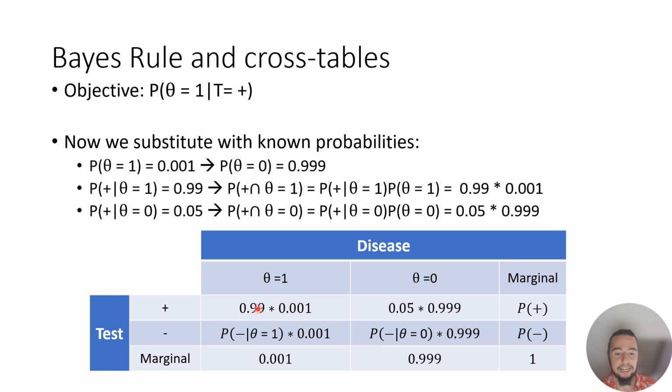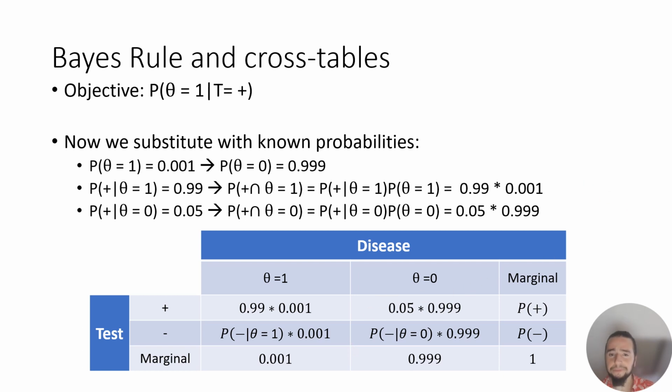We can do exactly the same with having a positive test given you are healthy, that is 0.05, the type 1 error. With this simple operation, 0.05 multiplied by the marginal of being healthy, 0.999, we get this other probability. Now we also need the conditional probabilities of having a negative test given you are healthy or given you are infected, multiplied by their marginals that we already know, to get these other 2.